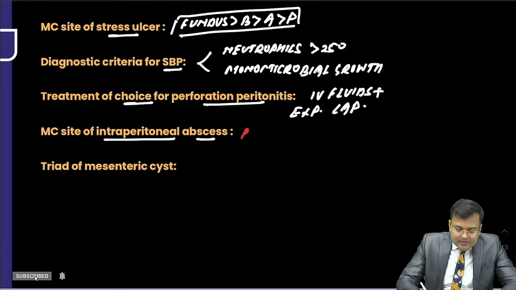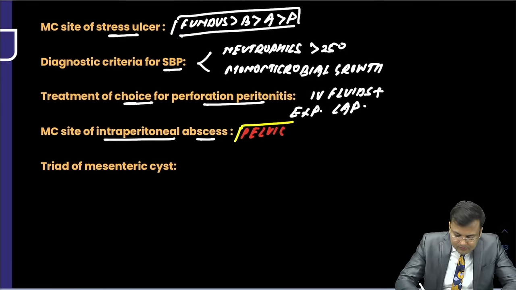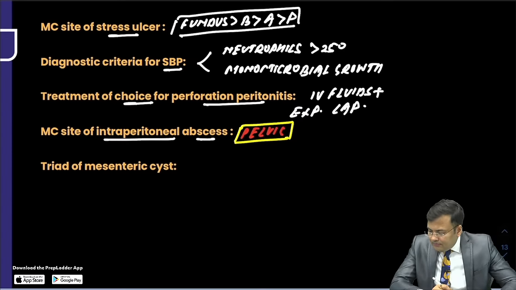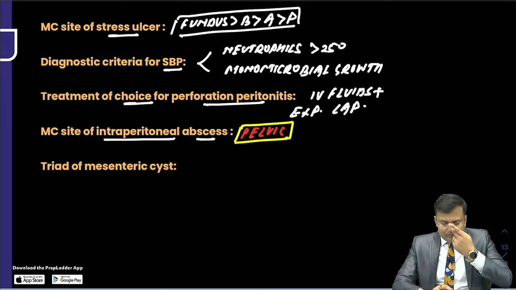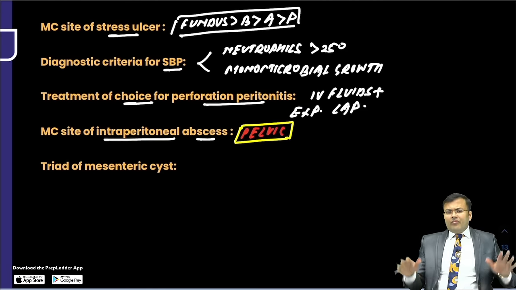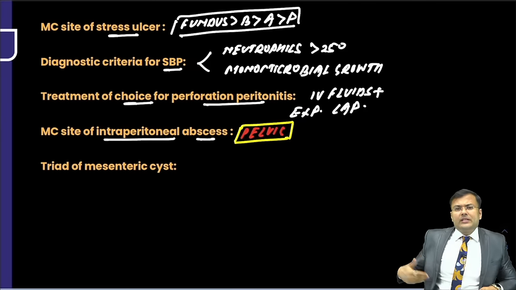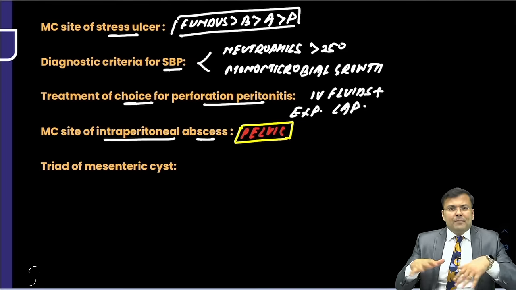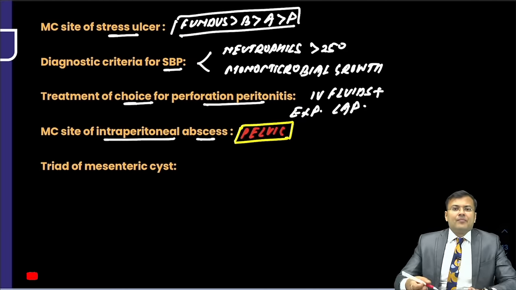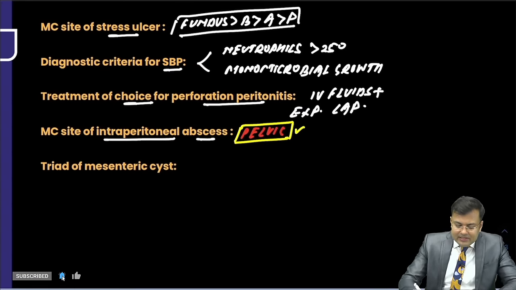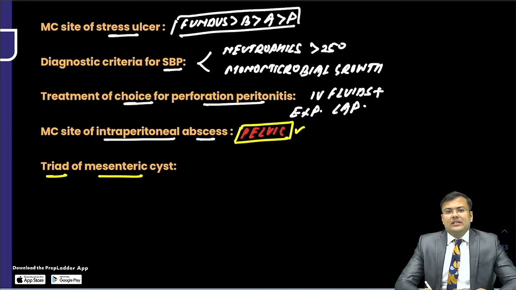Yes, it is pelvis. Two questions are there. See, if the patient is in the recumbent position or lying down, then it's the hepatorenal pouch. If the patient is ambulatory, it is the pelvis. And overall, if nothing is mentioned, what is the correct answer? It is pelvis. Tell me, what is the name of the triad for mesenteric cyst?